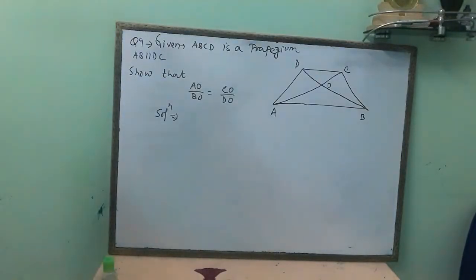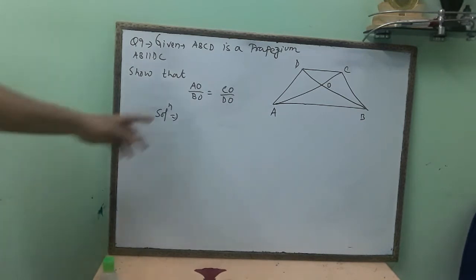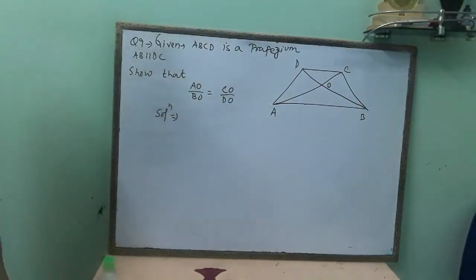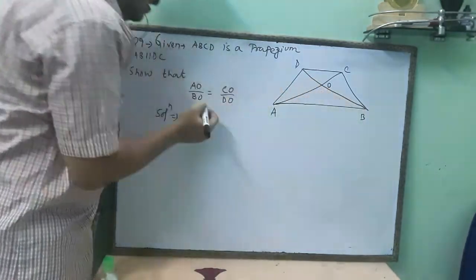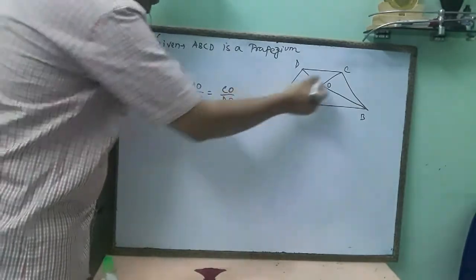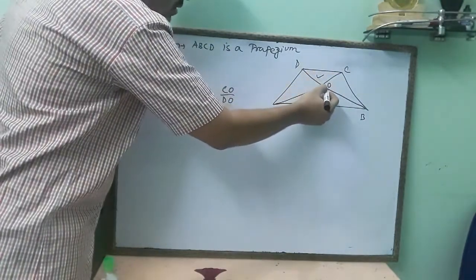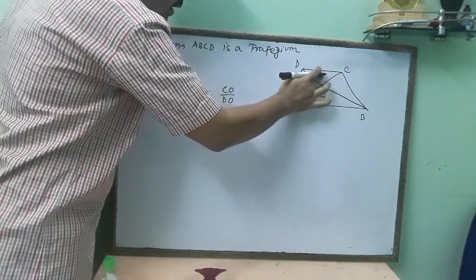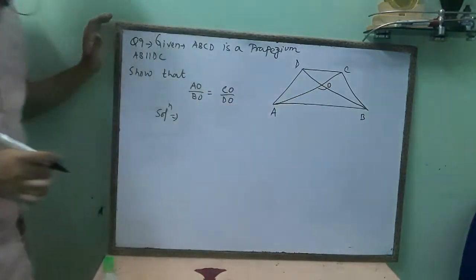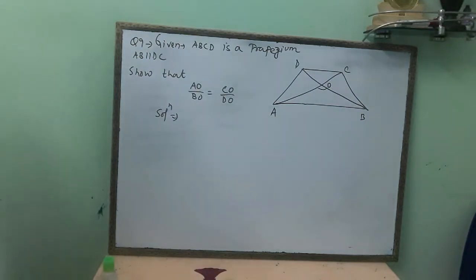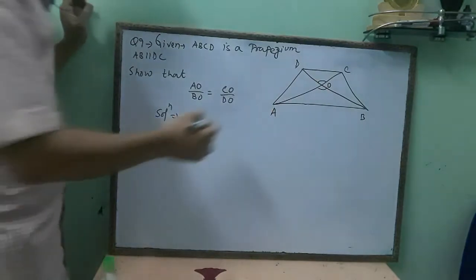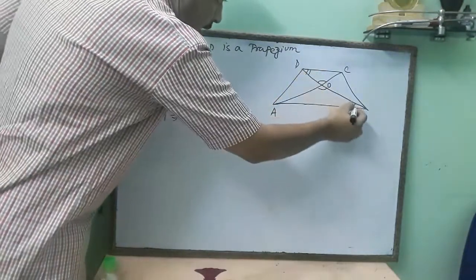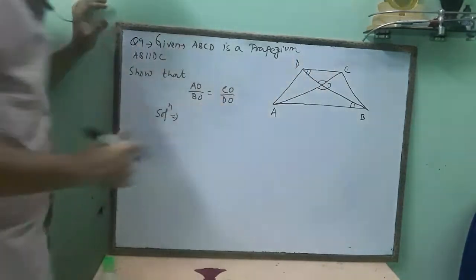So this is question number 9. ABCD is a trapezium in which AB is parallel to DC. We have to prove that AO by BO is equal to CO by DO. For this we will do this. AO and BO belong to this triangle, CO and DO belong to this triangle. We have to show that triangle AOB and triangle COD are similar. One angle is this one, the vertically opposite angle, and the other angle is this one, the alternate interior angle. You can use either of these angles.